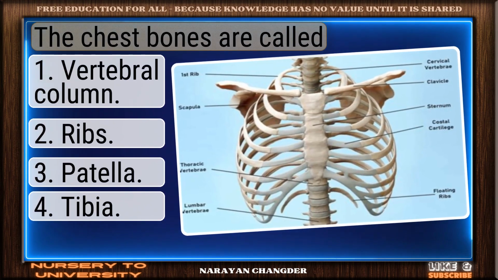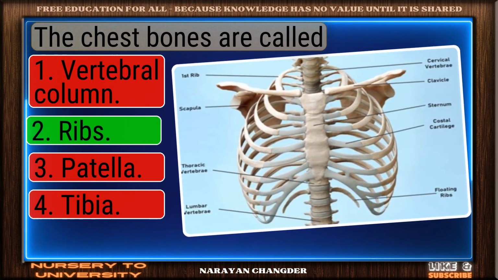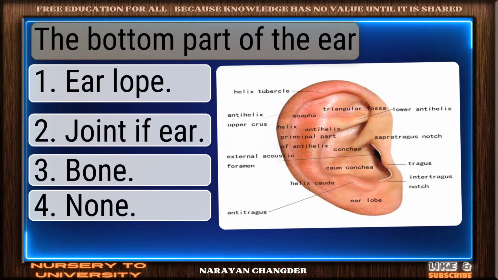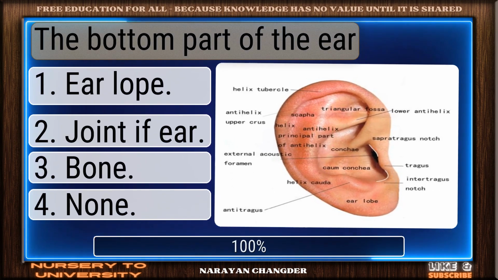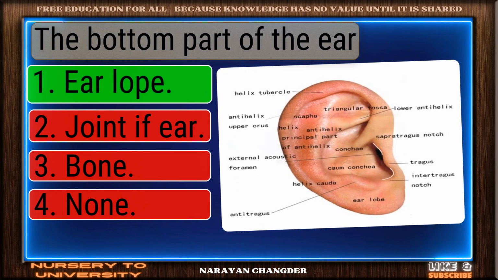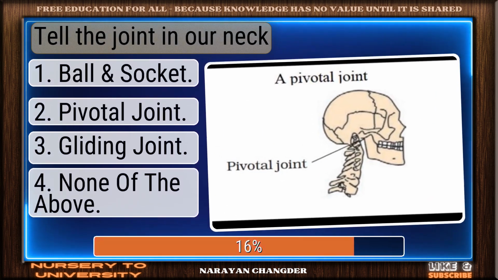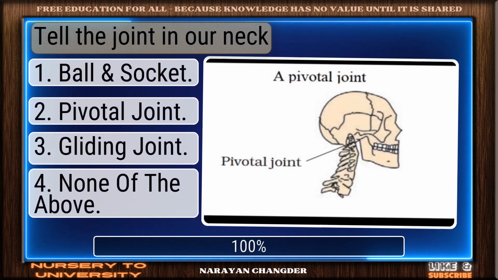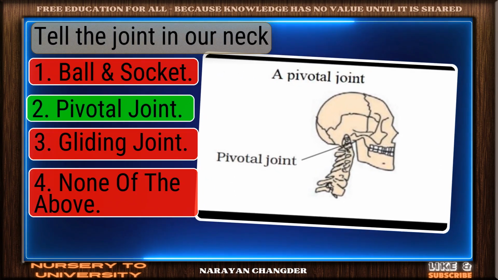The chest bones are called. Great job, ribs is the accurate answer. The bottom part of the ear. Excellent. Earlobe is a brilliant choice. Tell the joint in our neck. Strong choice. Pivotal joint is the right answer.